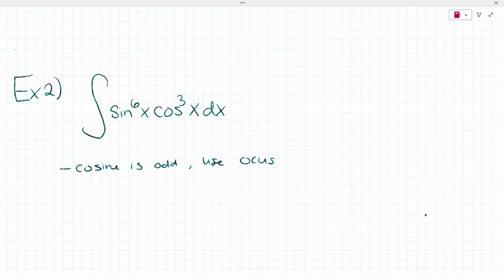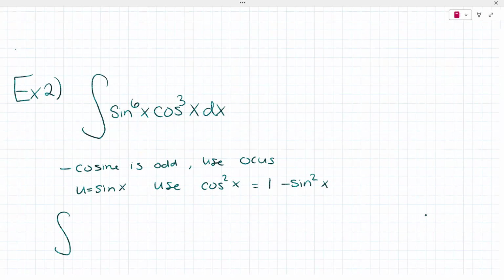So if that's the case, that means our u is going to have to be sine of x. And then you're going to use the remainder of the cosine. If you have cosine squared of x, you're going to replace that with 1 minus sine squared of x, right? Okay, let's do that. So we have u equals sine of x.